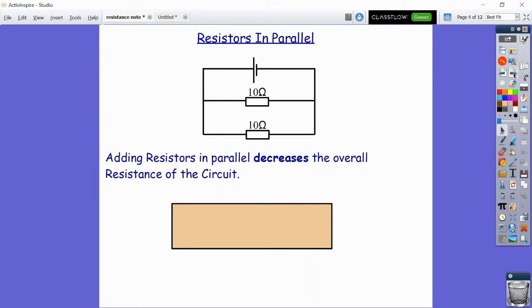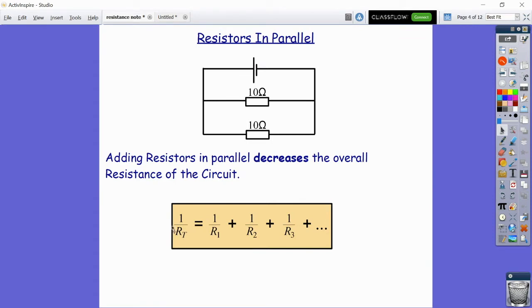Okay, adding resistors in parallel, what we said is that decreases the overall resistance of the circuit. Formula for this one looks a bit more complex. Don't let it put you off just yet. Once we look at it with some examples, I'm sure you'll find it's not as daunting as it looks. So we've got 1 over RT, so that just means 1 divided by the total resistance. So we'll have to be careful when we're using this formula that we actually keep going until we've found what we're looking for.